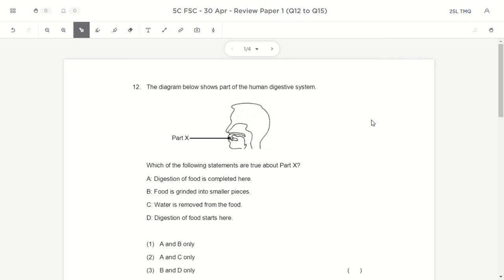Wong. This is the second part of the lesson where I will go through the remaining MCQ questions of your review paper 1 that you did in May. Once again, this one is inside the green file. I've marked it already. This is your review paper. I've only gone through questions 1 to 11. So today we'll go through questions 12, 13, 14, and 15.